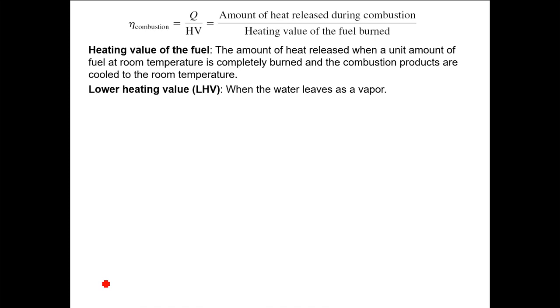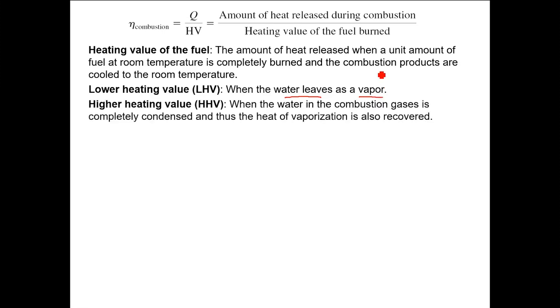The lower heating value is when the water vapors leave the system in the form of vapors after the combustion process. Whereas the higher heating value is when the water, which is a combustion product, is completely condensed. It is leaving the system in the form of liquid, and the heat of vaporization is also recovered. Is this point clear to you or not? Should I elaborate more on it?